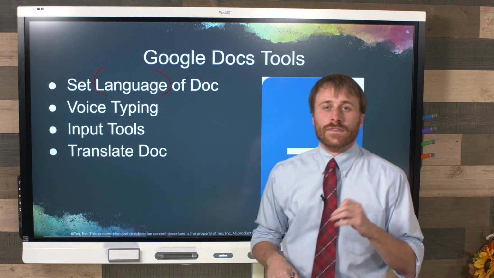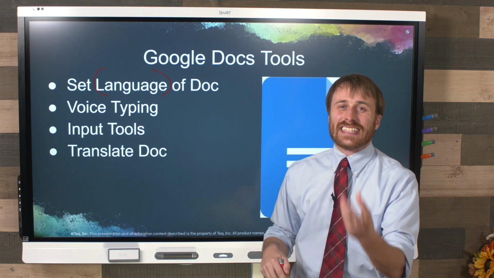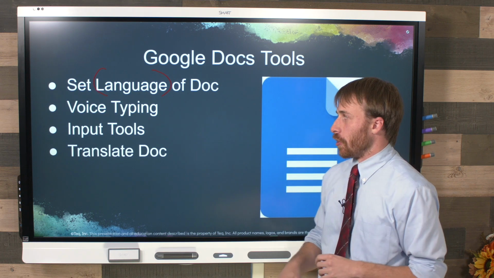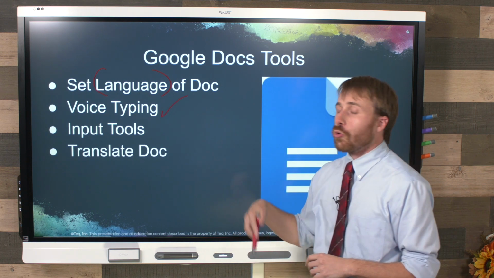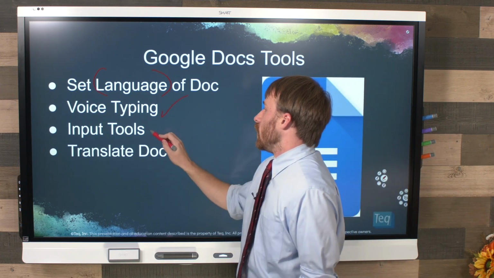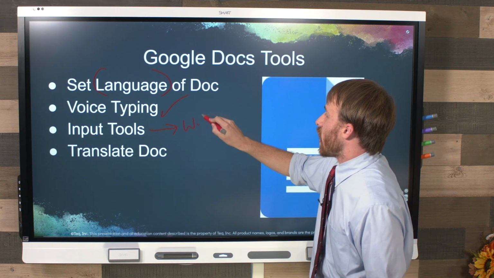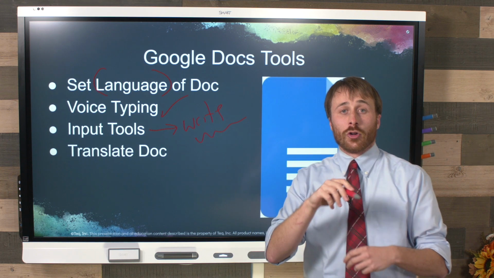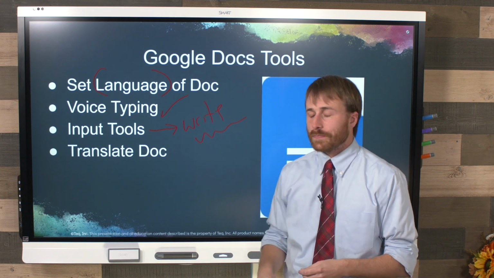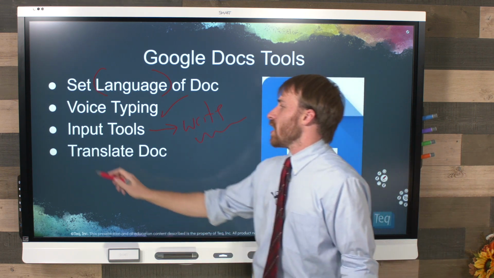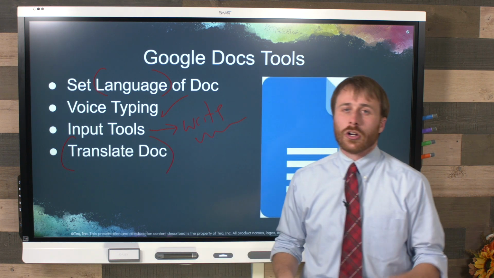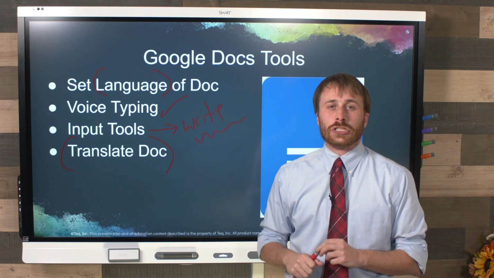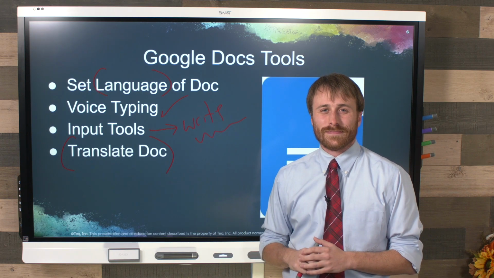We can also use voice typing, where they can say what they want to type and it will pick it up and put it on the page for them. Another great feature. We're also going to take a look at the input tools. This is another way for students to handwrite their words and have them appear on the screen. And lastly, we'll take a look at how you can translate an entire Google Doc at once. So let's head over to the computer and check out some Google Doc tools.